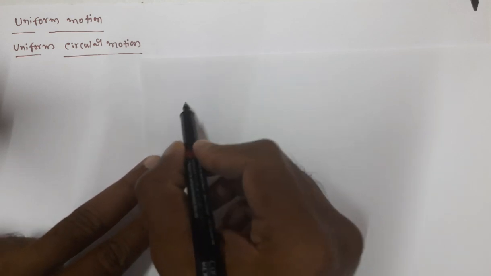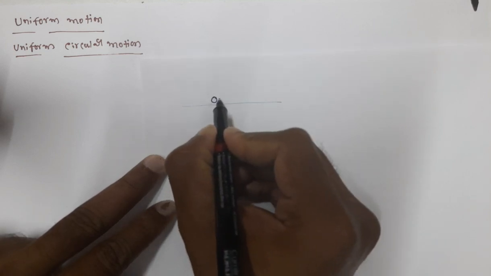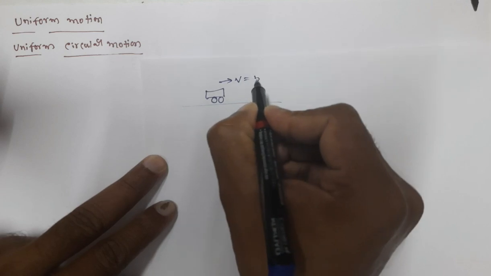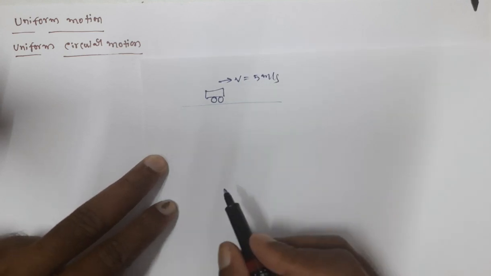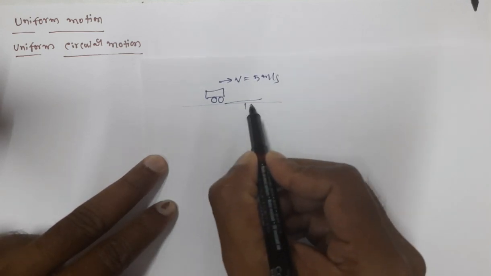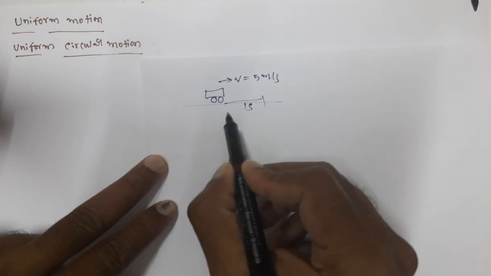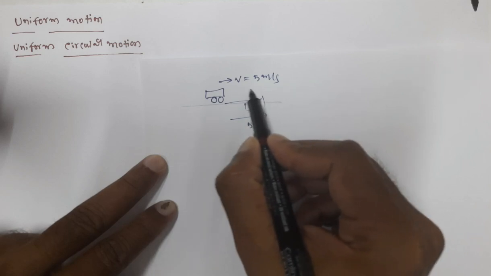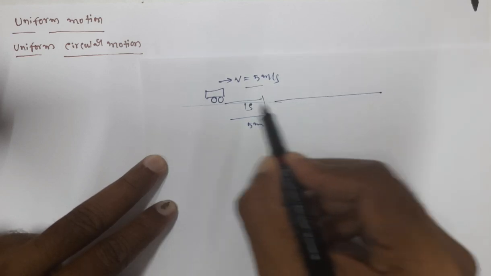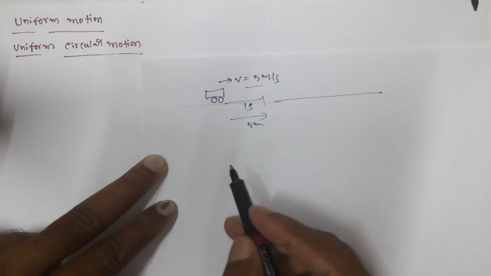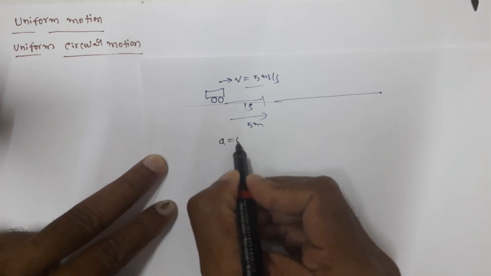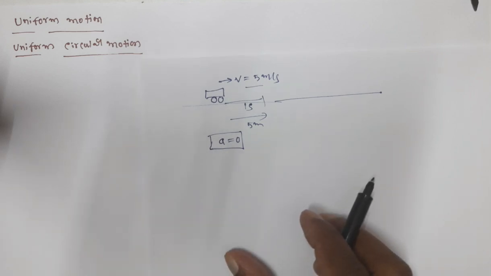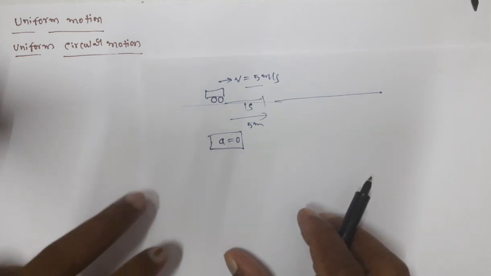Let us take an example. We have a vehicle moving with velocity 5 meters per second. For every 1 second, how much distance does it move? 5 meters. If it maintains this constant velocity in a straight line direction, then this object is said to be in uniform motion. So in this case, what is the acceleration? The acceleration of the object is 0. In uniform motion, the acceleration of the object is 0.